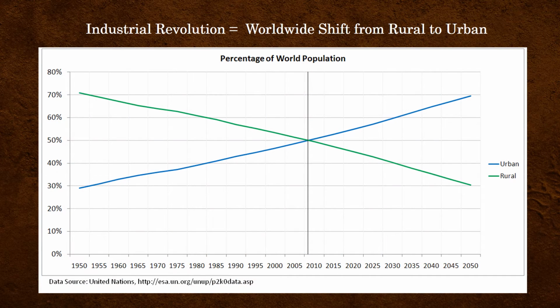This is a graph representing the continuing worldwide move from rural to urban from 1950 and projected into the future. In 2012, we passed an important milestone. There are now more people living in urban environments around the world than rural ones. This trend is expected to continue into the future. By 2050, it is estimated that 70% of humans will be urban dwellers.